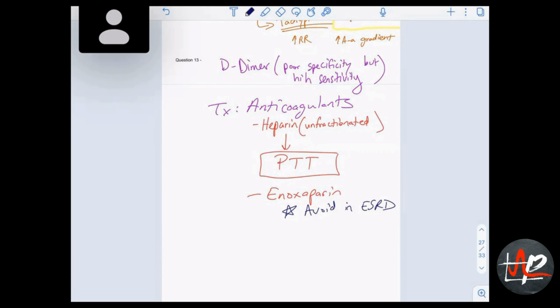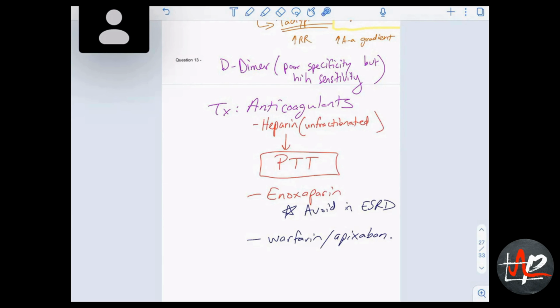Longer term, you can use a DOAC, or you can give warfarin. Those are some other options. So you can use warfarin or apixaban. Basically anything that's a strong anticoagulant.